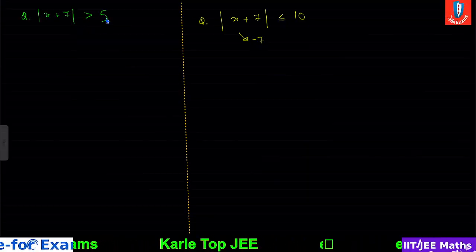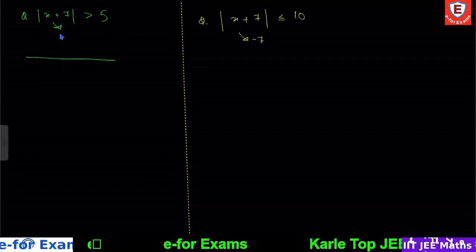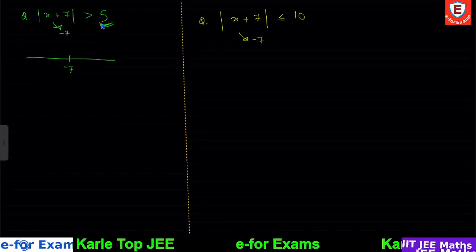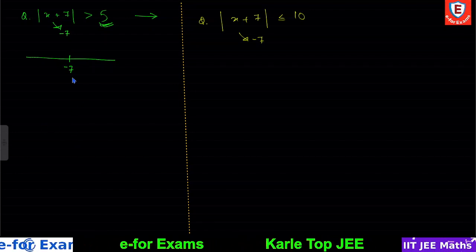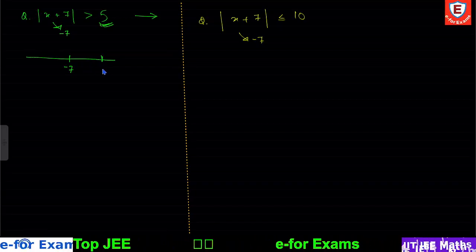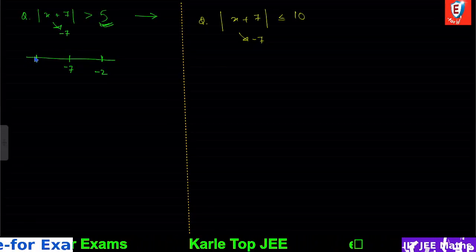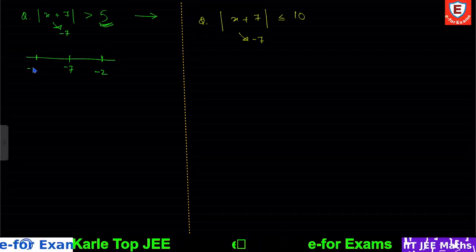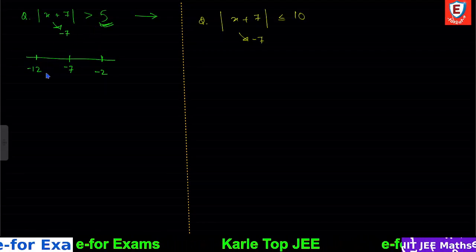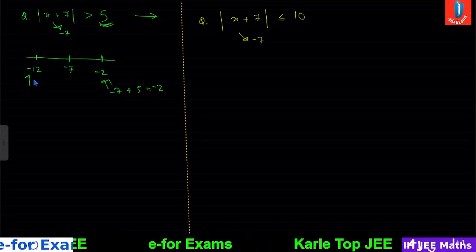Here, mod of x minus 7 greater than 5. What is the critical point? Here it is minus 7. What is on the right? It's greater than, so the arrow is away, beyond. Count 5 from minus 7. If you count 5 from minus 7 towards the right, it will be minus 2. And count 5 towards the left, minus 7 minus 5, what will it be? Minus 12. Minus 7 plus 5 will be minus 2. Minus 7 minus 5 towards the left means minus 12. How did we get this? Minus 7 plus 5 equals minus 2. And how did we get this?